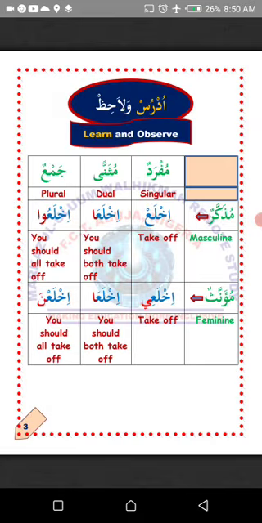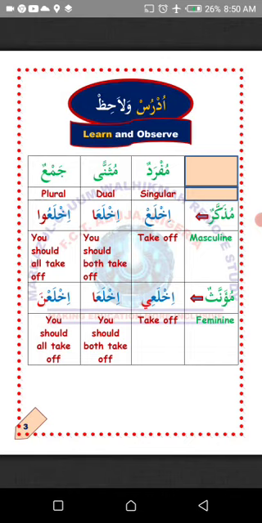Udrus, study. Walahis, and observe at the same time. Mufradun, singular. Muthanna, dual. Jamu, plural.